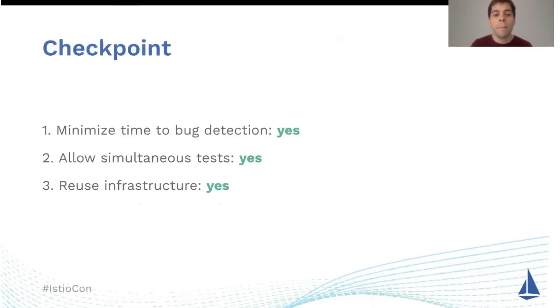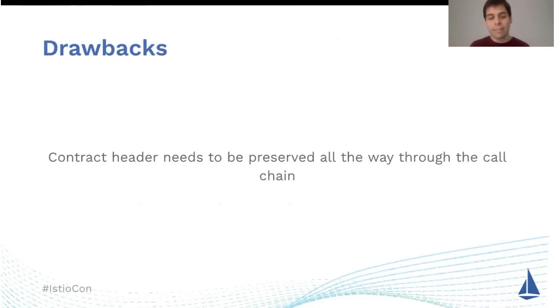So, our checkpoint: we can now run this test from a PR or from our laptop. We can have as many simultaneous tests as we want because this routing happens on a per-request basis. We can also reuse all the infrastructure we have in QA and reduce costs. So it seems that we're doing well. Drawbacks? Yes, there are drawbacks. The contract header needs to be preserved all the way through the call chain. That can be a problem if the servers don't pass the header along.